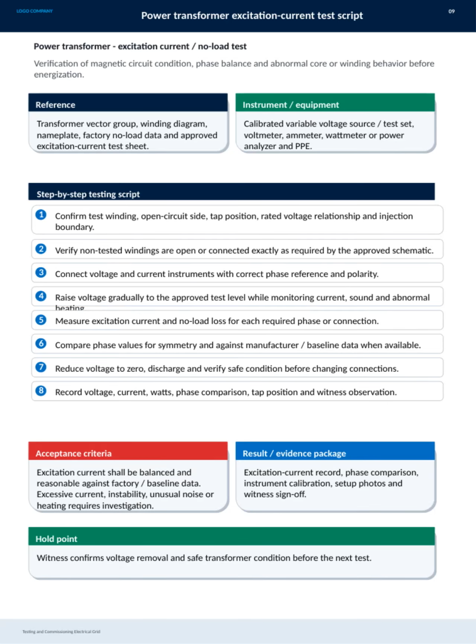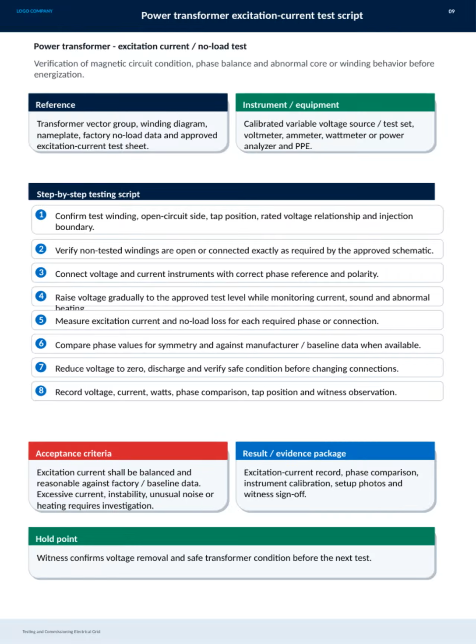This slide outlines the power transformer excitation current test, which is essential for verifying the magnetic circuit condition and ensuring phase balance before energizing the transformer. The test helps detect any abnormal core or winding behavior early on. We start by reviewing critical reference data, such as the transformer vector group, winding diagram, and factory no-load data, which guide the test setup.